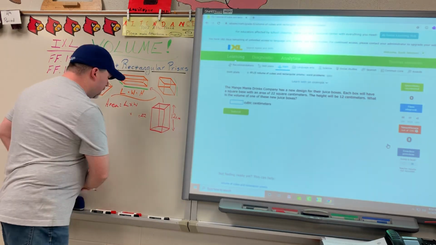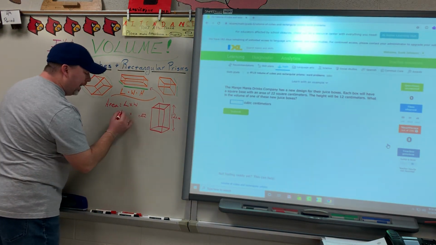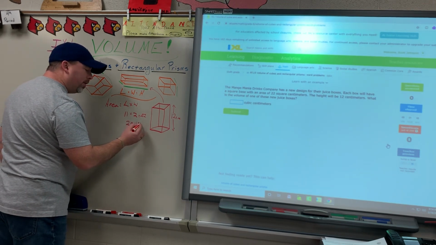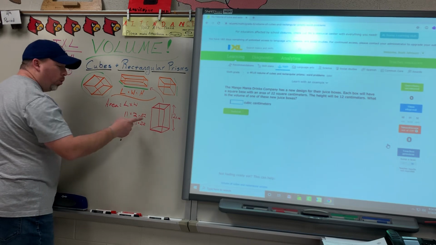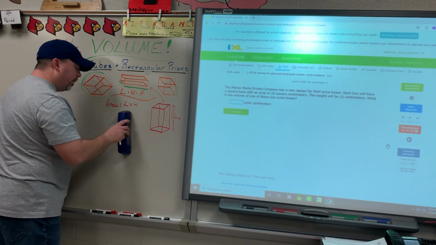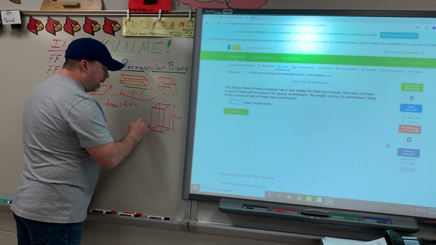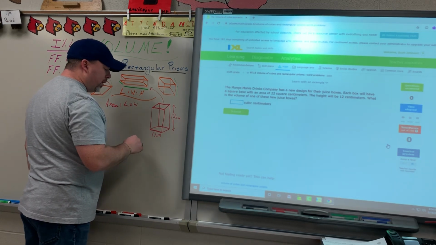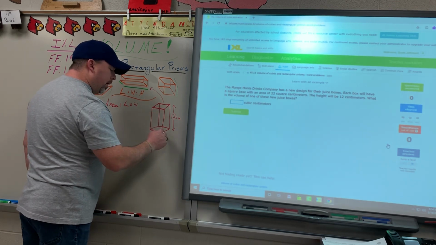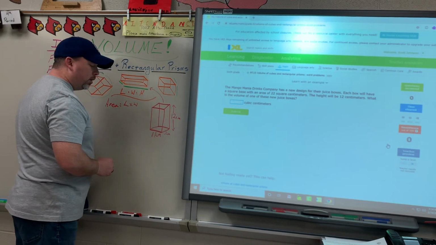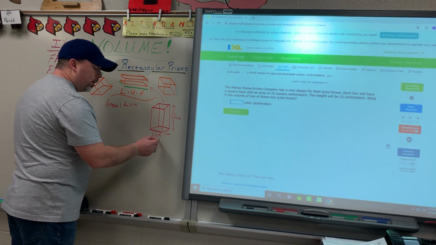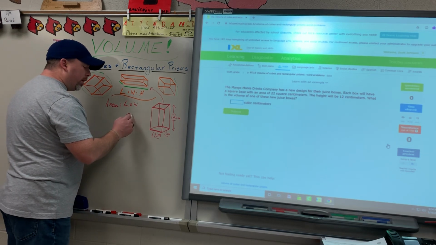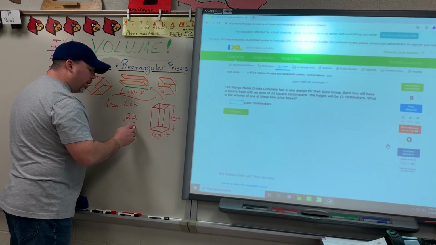That's right. If we do 11 times 2 or 2 times 11, that makes 22. So we can plug those in. Let's say that this box is 11 centimeters long and 2 centimeters wide. So now we've got our things. 11 times 2 times 12. Let's do that math. 11 times 2, we already know that's 22. And now 22 times 12.